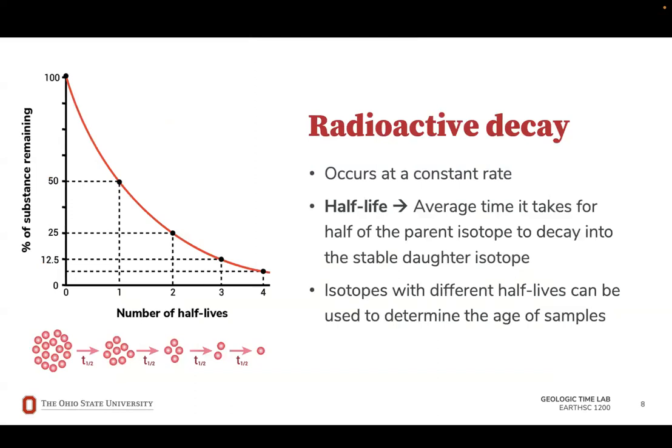When selecting a decay pair to calculate the age of geologic material, it is important to note the half-life of an isotope. After 5 or 6 half-lives have passed, there is not enough of the parent isotope left to make an accurate assessment of the decay rate.